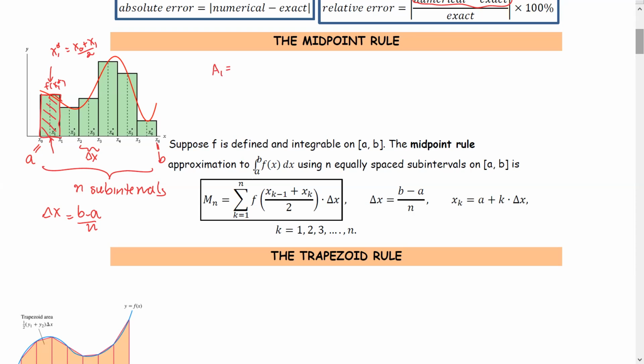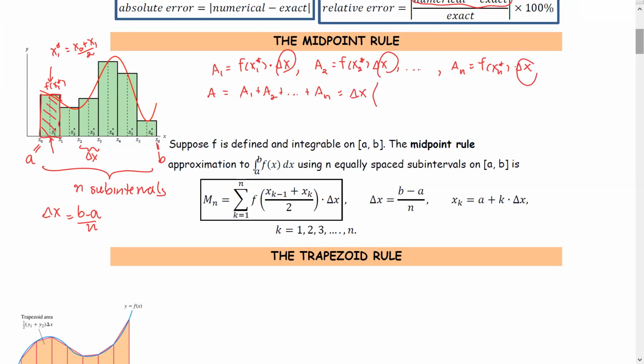So the area A1 is the height, which is the function at x1 star, multiplied by the width, which is delta x. A2, the area of the second rectangle, is the function at the second midpoint, multiplied by the width, and so forth, until An, which is the function at the last midpoint, multiplied by delta x. The sum of all areas is A equals A1 plus A2, all the way to An, which is the function at each midpoint multiplied by delta x. All of them share the same delta x, so factor delta x out, and then multiply by the sum of the function at each midpoint.